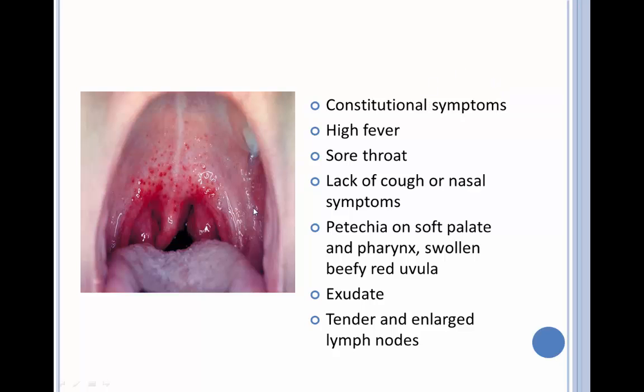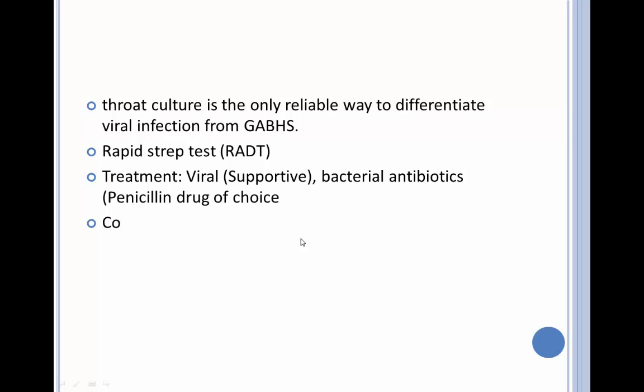So basically, these patients with group A streptococci have fever, sore throat, lack of cough. This is super important to remember. Lack of cough or nasal symptoms. Petechiae on the soft palate, exudates, and tender and enlarged lymphadenopathies. The diagnosis is only by actual diagnostic specificity, and the most definitive diagnosis is only by throat culture.